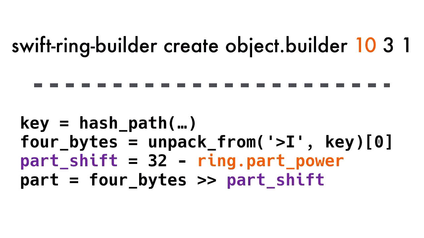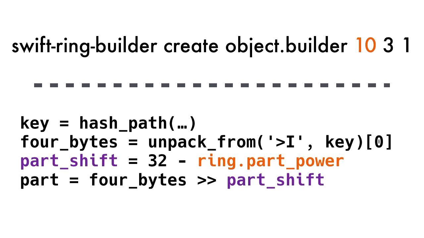Once we do that, we are able to take that key and find the partition number. There's a lot going on here, but there are 2 things I want to point out. One is where it says 4 bytes equals unpack from. What that's doing is taking that key we saw in the line above, hashing the path just like we saw in the last picture, and grabbing the first 4 bytes. That gives us 32 bits to work with, which is quite a bit when you're talking about 2 to the 32 possible buckets.